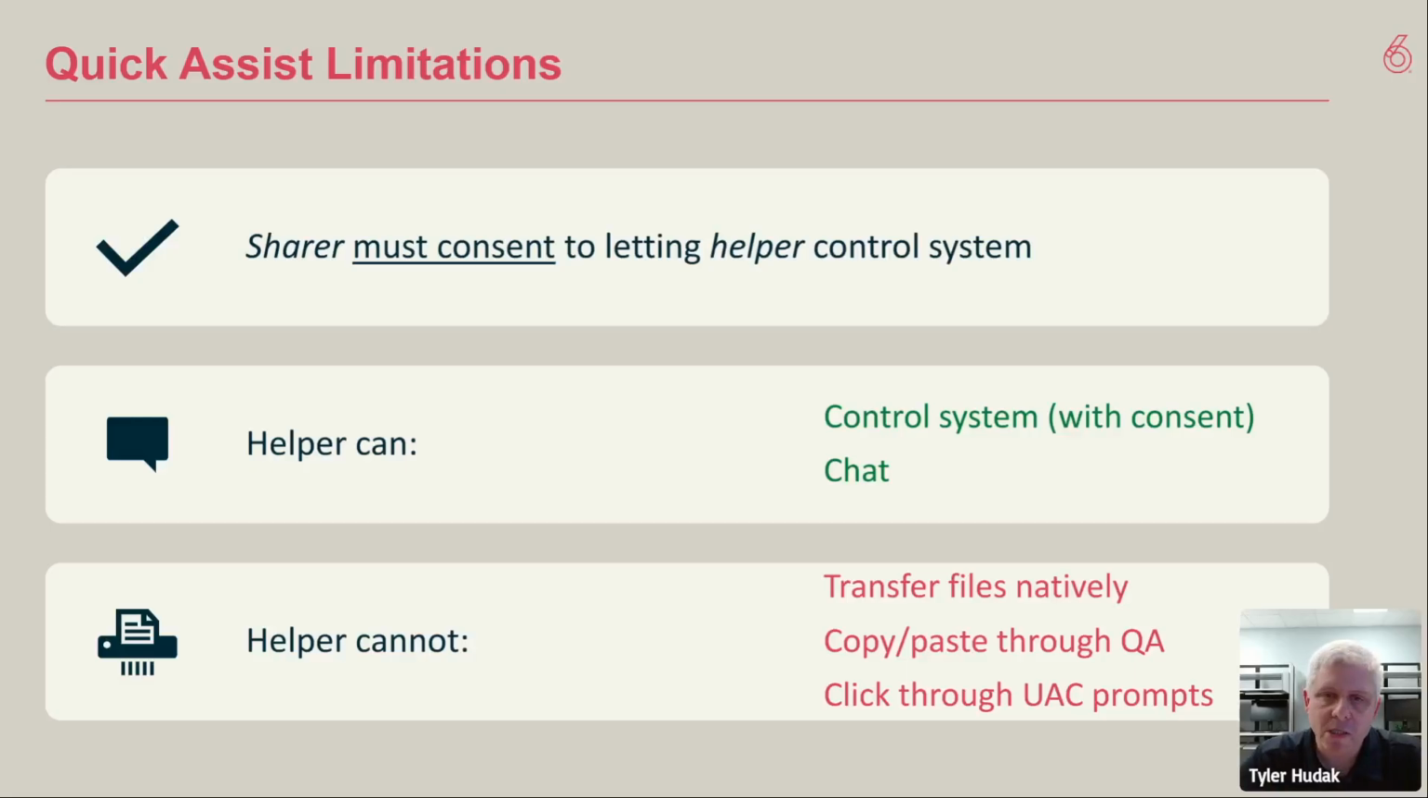First off, the sharer must consent to letting the helper control their system. When the helper first connects to the sharer system through Quick Assist, they can only view the screen. Now, don't get me wrong, there can still be issues with that. But in order to control the system, the sharer must consent to it. There is a little button that the helper presses, basically saying, "Give me control," and then a pop-up appears on the sharer's system, which they have to then click through and allow. So the helper can control the system with that consent.